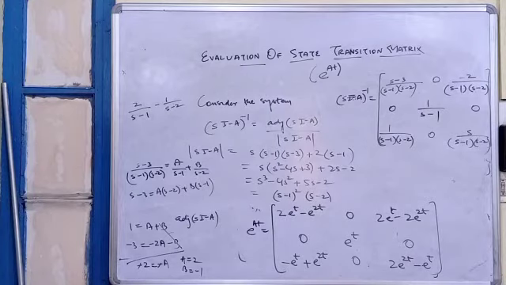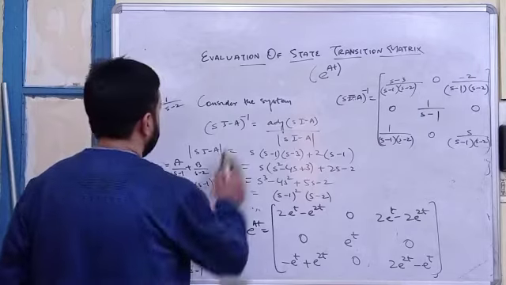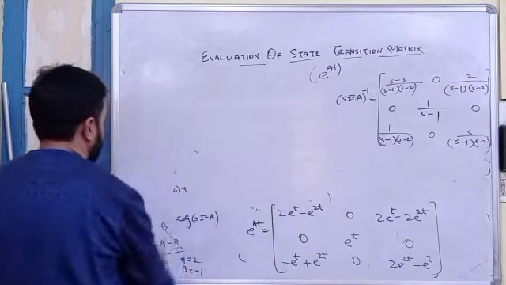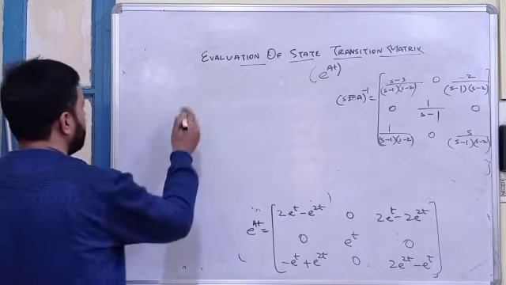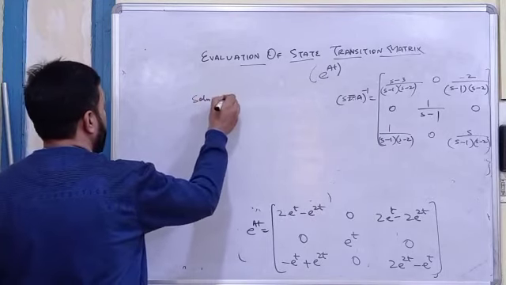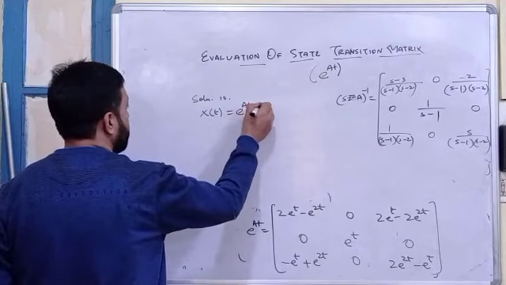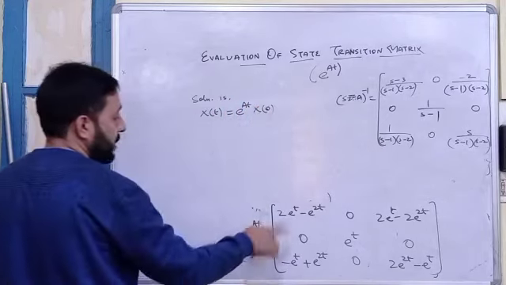See, if I want to solve, what is the solution of this equation? Actually, the equation was x dot equal to Ax. So its solution, you know, is x(t) is equal to e to the power At times x naught.